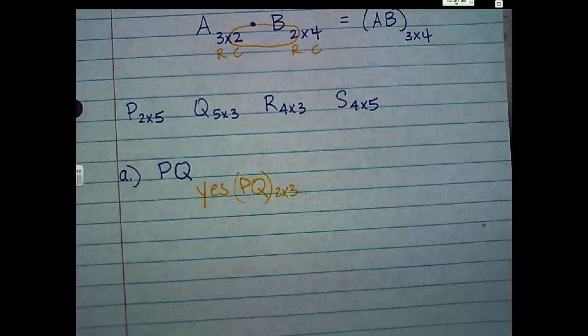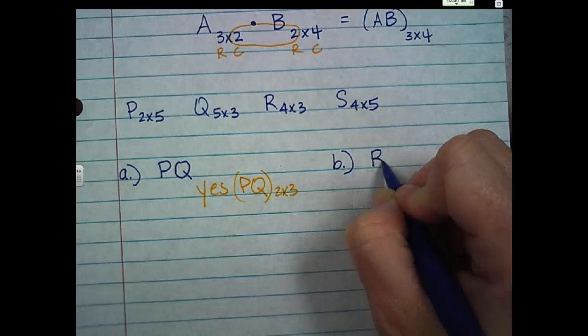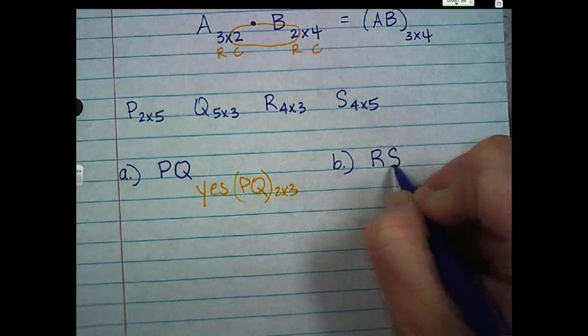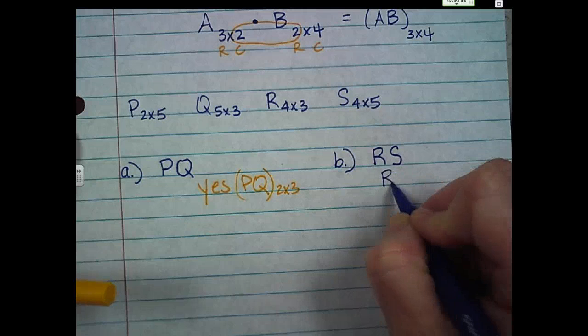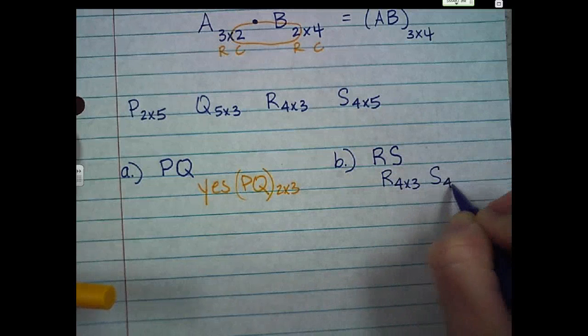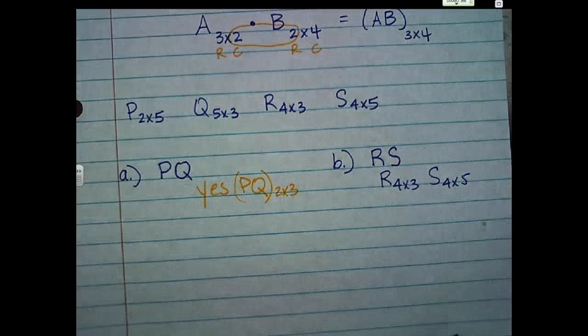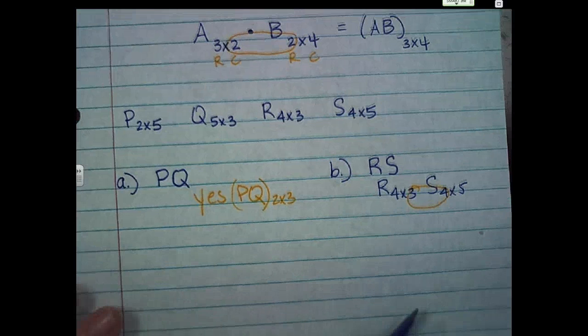Okay, let's go to B. What if I asked you for an RS? Give it a second. Look at it and see. RS. What do you think? No, and because they're notes, I'm going to write it out. R is a 4 by 3, and S is a 4 by 5. So the 3 and the 4 do not match. So the answer to that is no.